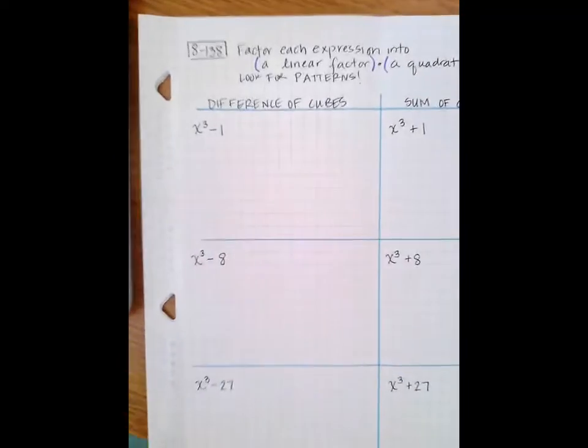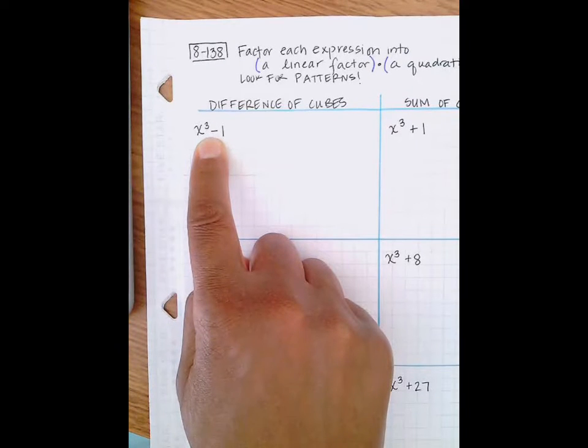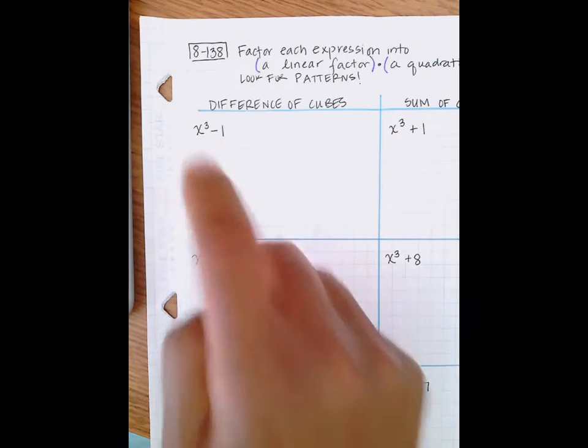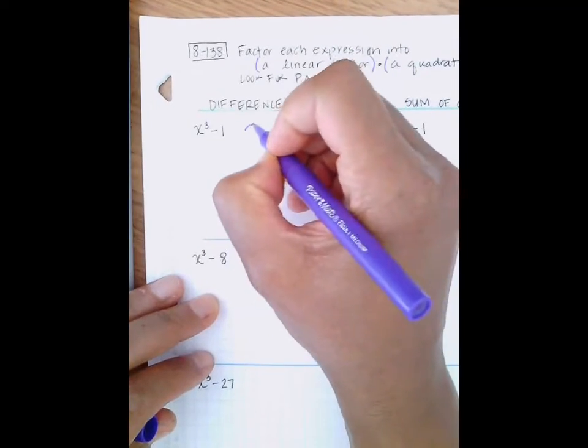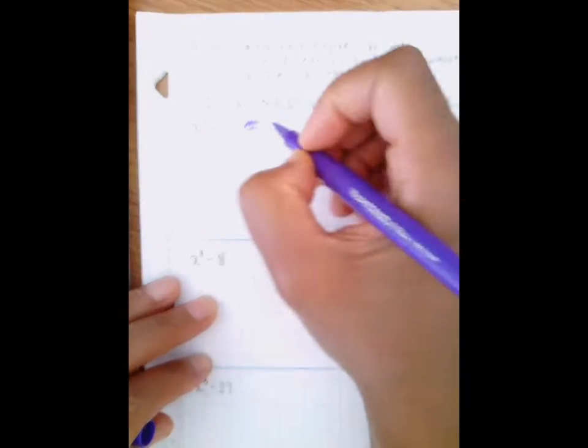Now, when I just look at the first column with the difference of cubes, I can, from inspection, just looking at the structure of this problem, I know that the root that would make this 0, if I'm looking to factor it, would be 1, because 1 cubed is 1, and 1 minus 1 is 0. So if I can look at this with my eye, through my eye itself, I can tell that x equals 1 is a root.